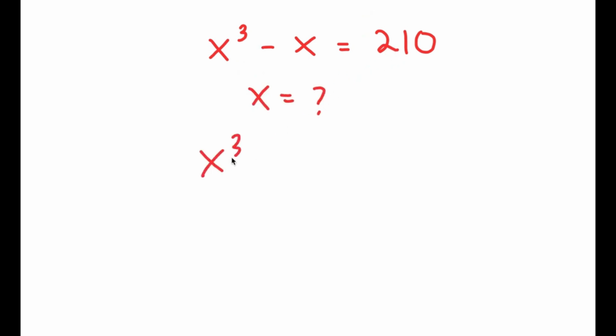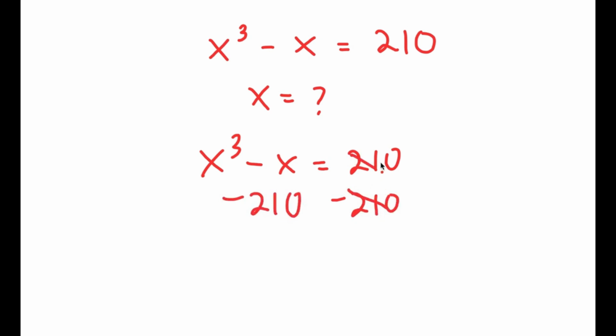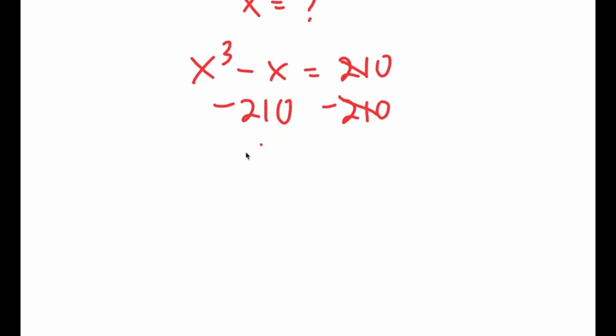Alright, so in this video, I'm going to solve the equation x to the power of 3 minus x is equal to 210. So to solve this, I want to find the value of x. So I'm going to first start by subtracting 210 on both sides. So now these two cancel out, and I get x to the power of 3 minus x minus 210 is equal to 0.